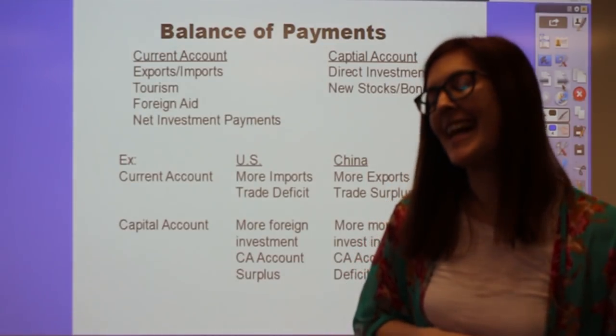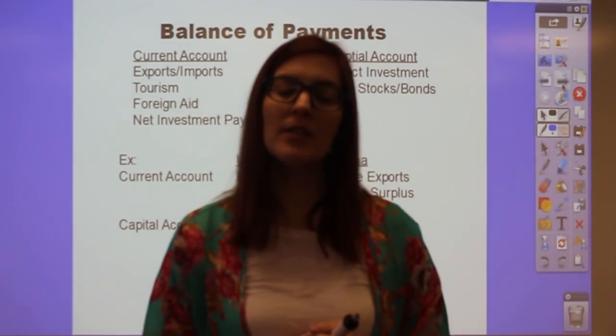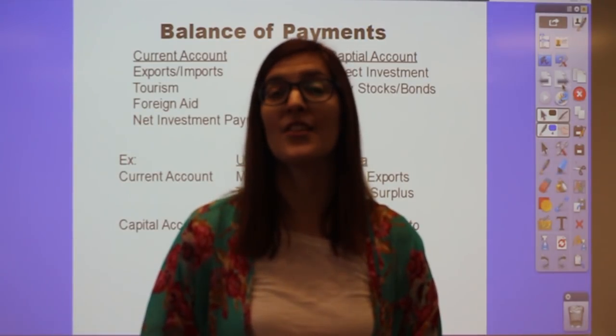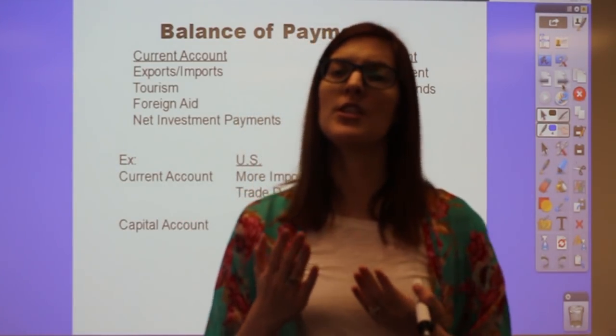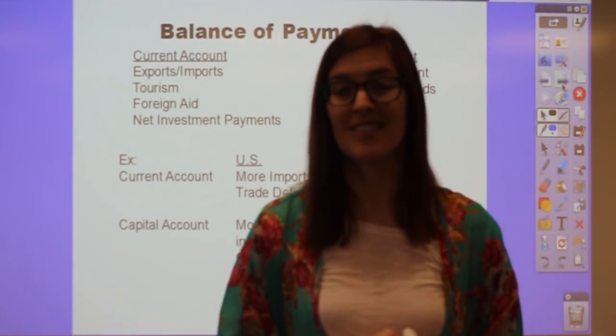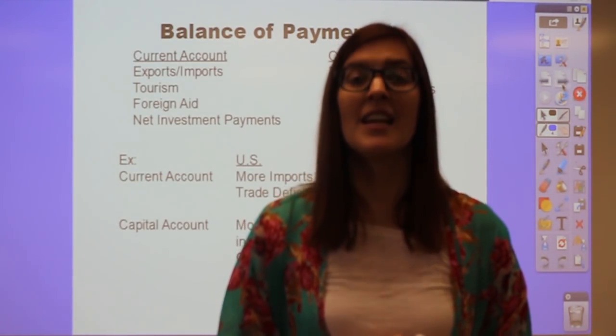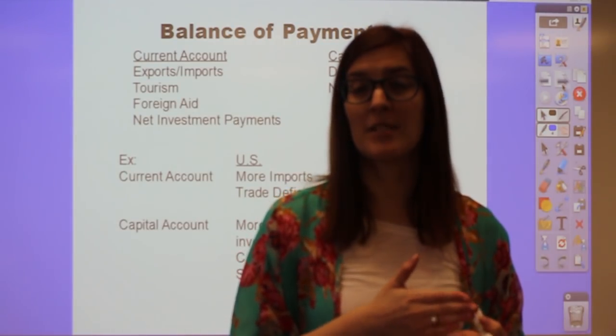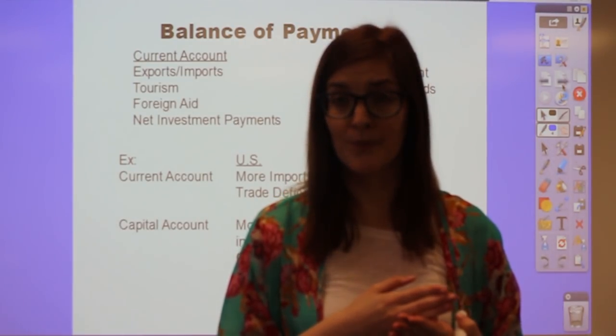The other account is the capital account. The capital account looks at direct investments in other countries. And what's different from GDP is this includes money investments in other countries, like stocks and bonds and investments that don't count in investment in GDP because they're purely financial.